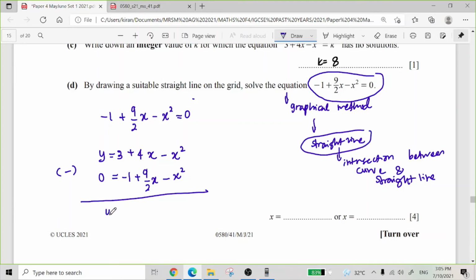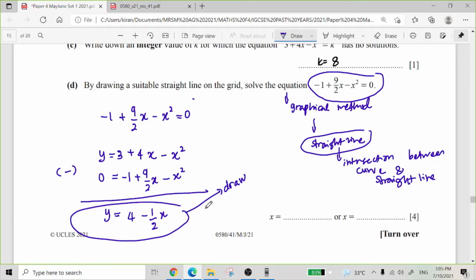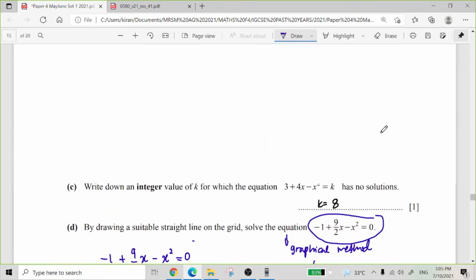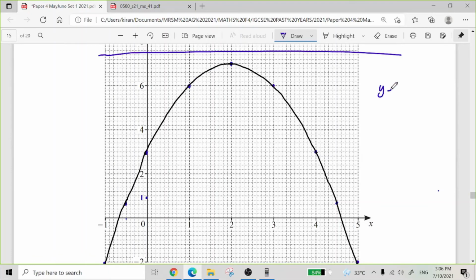So y minus 0 we get y, and 3 minus 1 we get 4, and 4 minus 9 over 2 we get -1 over 2x. So we draw this straight line on the axis, not the equation that was given. We choose any points here: y equal to 4 minus 1 over 2x.